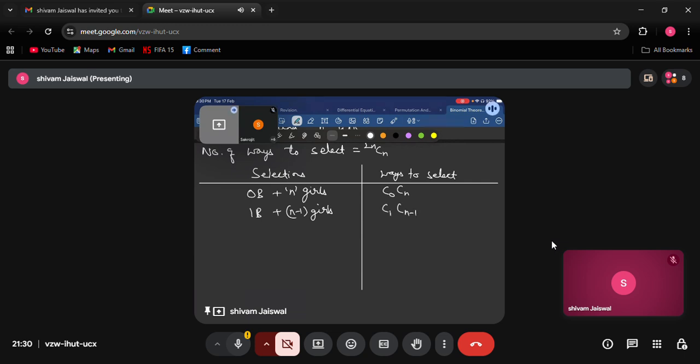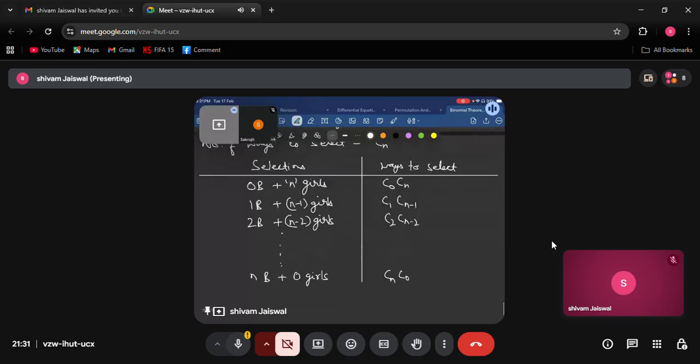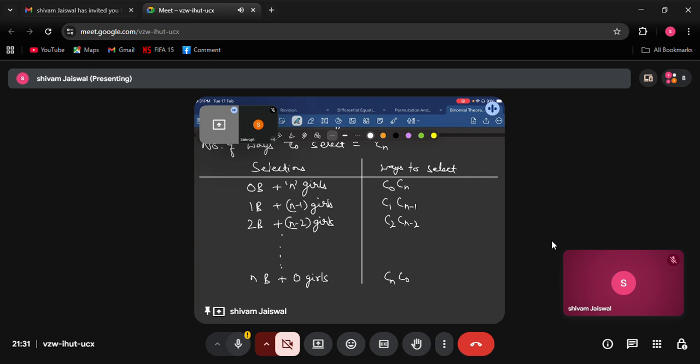Next, it can happen that you have selected 2 boys and n minus 2 girls. It can be done in C2 into Cn minus 2, and so on. It can happen that you have selected n boys and 0 girls. This can be done in Cn into C0. So these are all possible ways to select n students of a class, right?